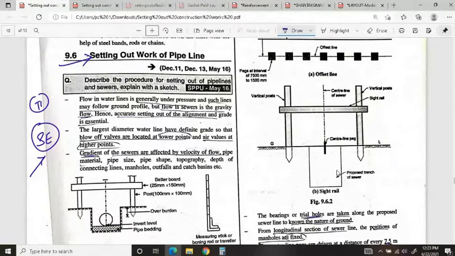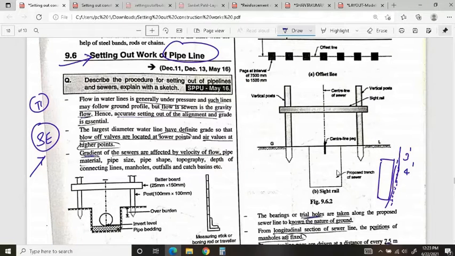So, setting out work for the pipelines. Normally how we do the laying of the pipeline is that this will be our road. Here there will be some gaps provided. So what we will do, we will dig around 3 to 4 feet below the road surface, and we will lay the pipelines. This is actually what we do.